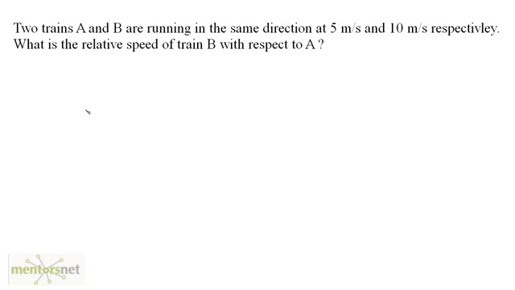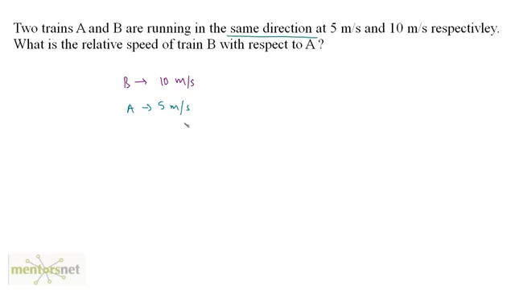Let us solve a question now. You have two trains A and B running in the same direction at 5 meters per second and 10 meters per second respectively. What is the relative speed of train B with respect to A? Well, the speed of train B is given to us, which is 10 meters per second, and the speed of A is 5 meters per second. Right. Now you have been asked what is the relative speed. So first of all, check in which direction both the objects are running. Well, these two trains A and B are running in the same direction.